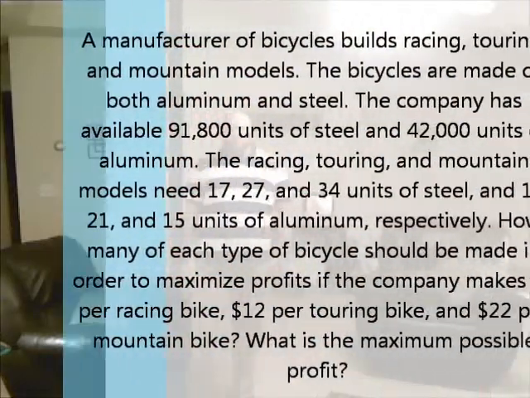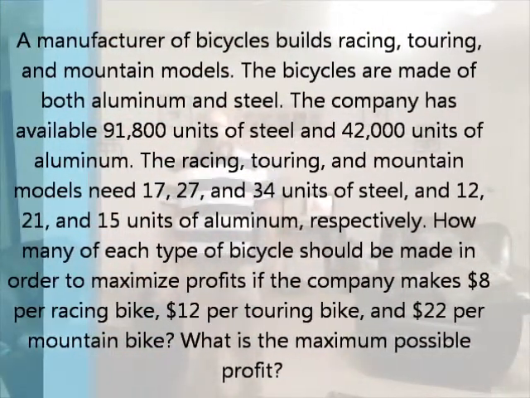So let's take a look at a real-world problem given to us by Lial, Greenwell, and Ritchie out of Finite Mathematics. The manufacturer of bicycles builds racing, touring, and mountain models. The bicycles are made of both aluminum and steel. The company has available 91,800 units of steel and 42,000 units of aluminum.